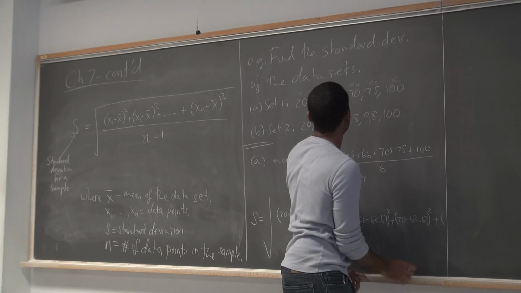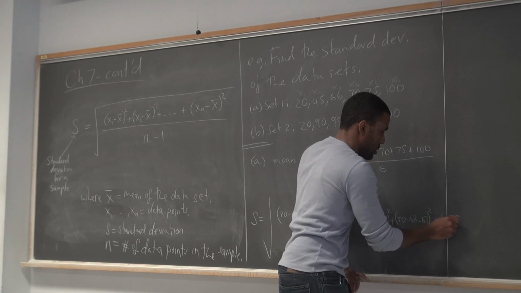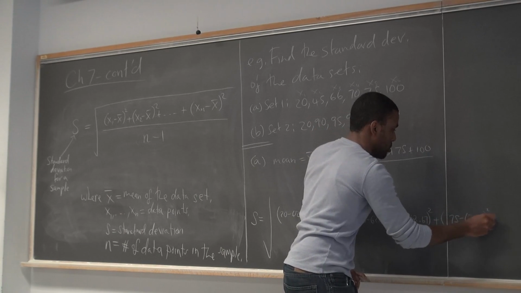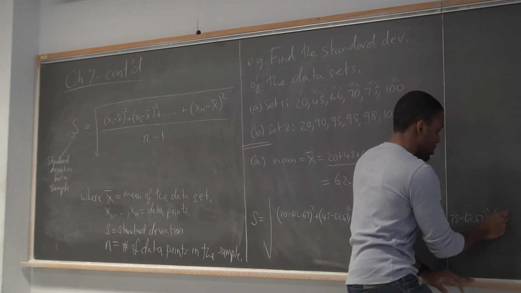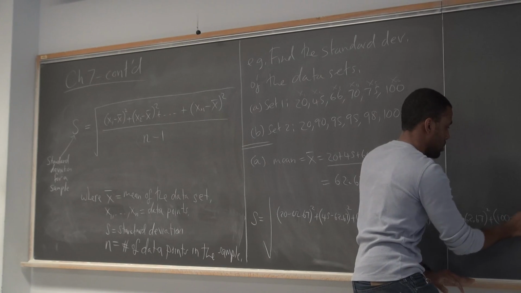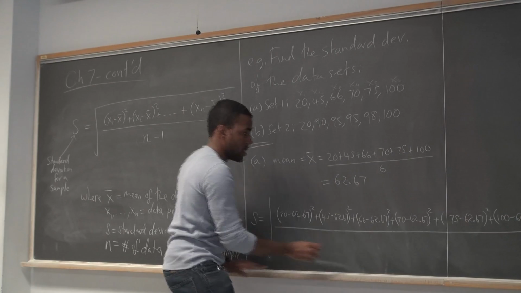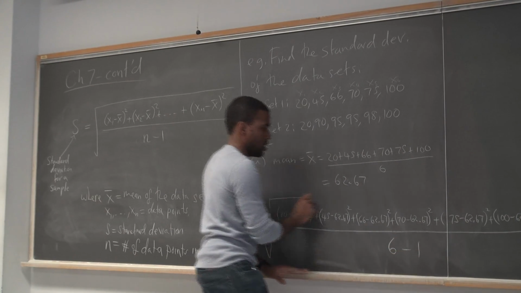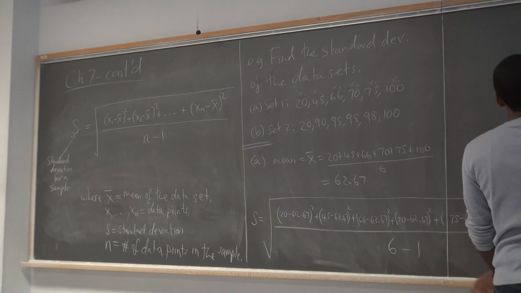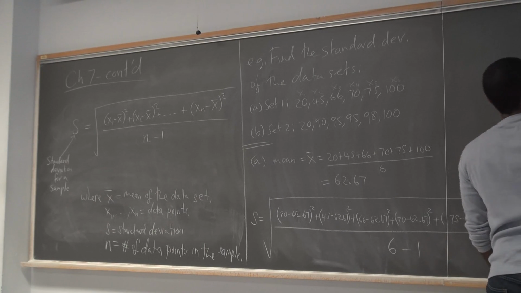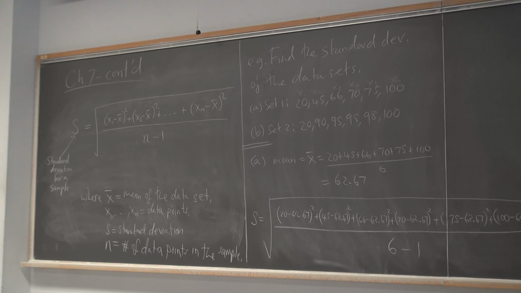plus 75 minus 62.67 squared plus 100 minus 62.67 squared. All of that over 6 minus 1, and take the square root. You plug that into your calculator, and you should get, I actually did this at home, 27.36, rounded to 2 decimal places. Any questions?